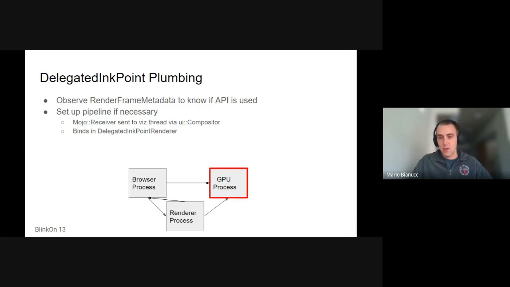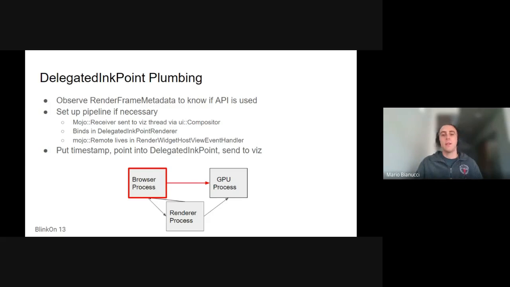That's where the metadata is living until rendering. And the remote end just lives on the render widget host view event handler. Then we grab the timestamp and point off that trusted pointer event. We do any transforms to the point if there's any scaling or zooming or anything.